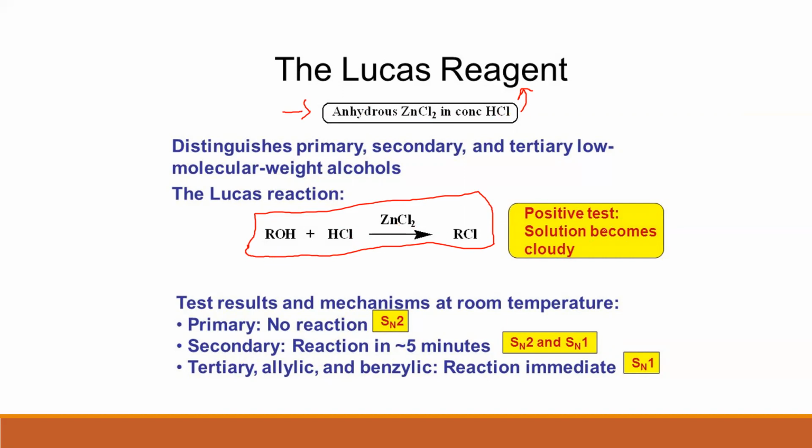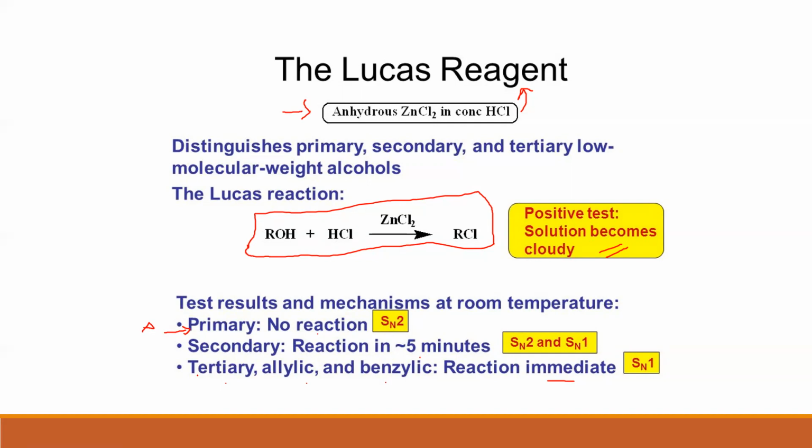Now, when is there a positive test? The solution should become cloudy. Now, if it is primary, there is no reaction. If it is secondary, reaction in 5 minutes. If it is tertiary, allylic or benzylic, reaction is immediate. Clear? This is at room temperature. Whereas if you want primary to react, then all you need to do is heat it. The moment you heat it, primary will show a reaction with Lucas reagent.